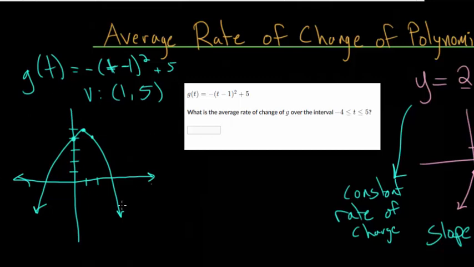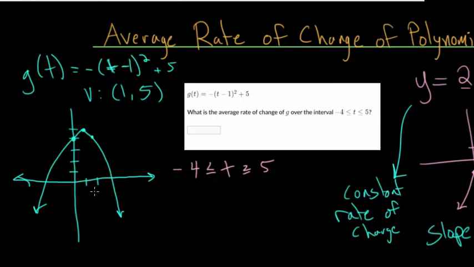But what we want to do now is look at the average rate of change of this polynomial over this interval. So let me write down the interval, since that will be important. So we're considering from a t value of minus 4 to a t value of 5. So maybe somewhere around here to somewhere around here. And we want to know how, on average, is this function changing? And again, this is only going to give us an average, an approximation of how it's changing.